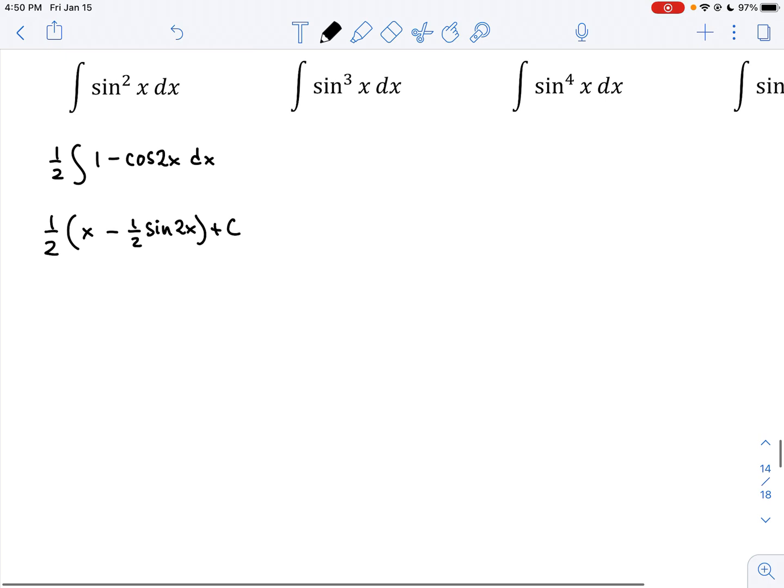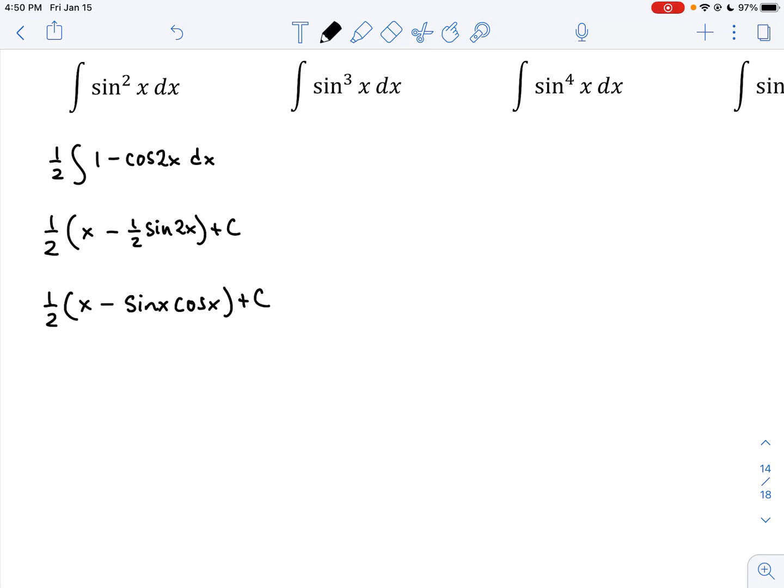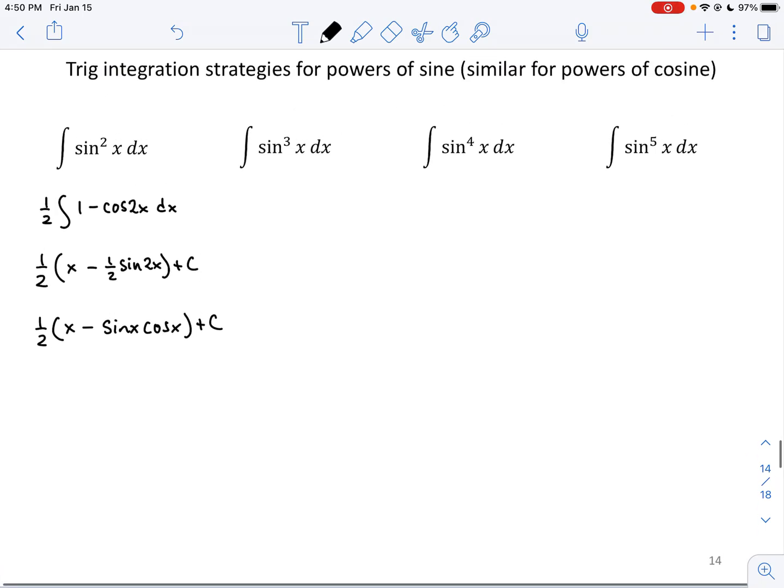And so another way you'll see this is 1/2 x minus, so this sine 2x is equal to 2 sine x cosine of x. And then the 2 I just mentioned is going to cancel with that 1/2. So we really just get sine x cosine x. So here's another version of the answer for this one.